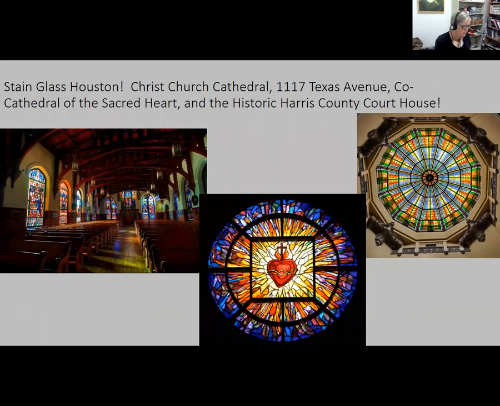So lots of places in Houston have stained glass. The ones that are near downtown are the Christ Church Cathedral, the Cathedral of the Sacred Heart, and also, if they allow you to go into the historic Harris County Courthouse, there's a stained glass in the dome.